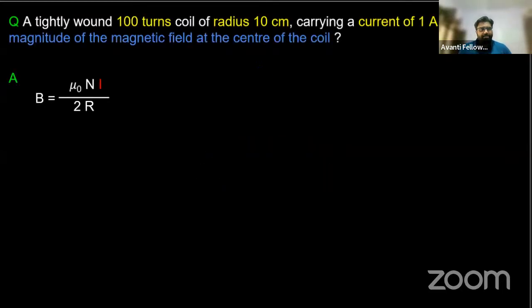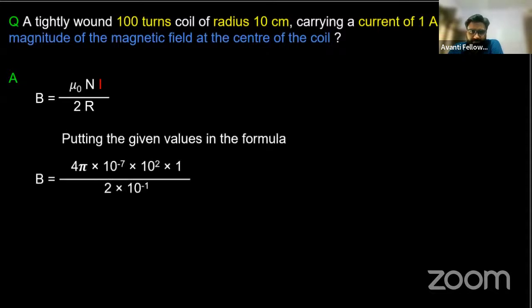Now, one thing that I wish to tell you. You can solve this question. A tightly wound 100 turns coil of radius 10 centimeter carrying a current of 1 ampere. What is the magnitude of magnetic field at the center of the coil? So at the center of the coil, we have already talked about mu naught I upon 2r. Since it has a number of turns, you would multiply by n. N is the number of turns here. By putting the values, you will get the answer.